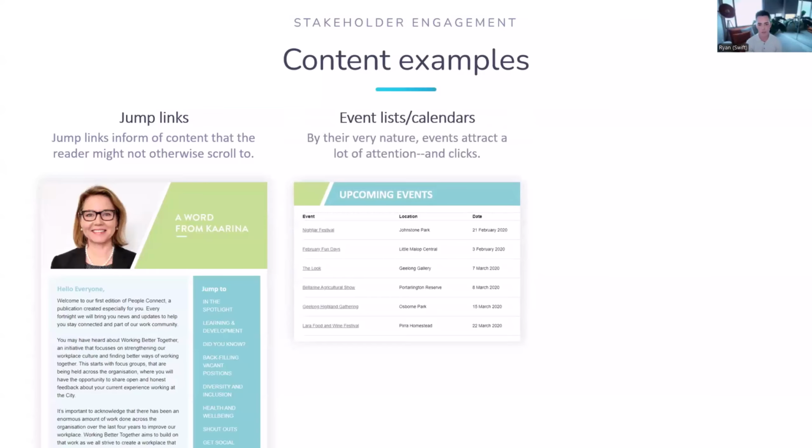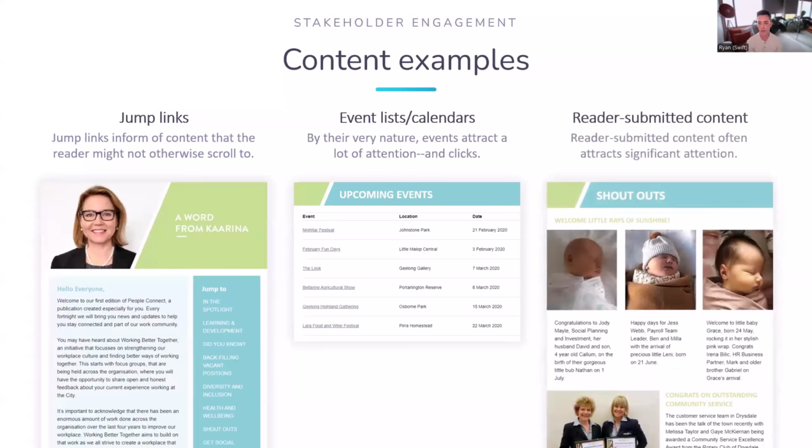Next would be to include event lists or calendars in your newsletter or email. In Swift, you can use the platform to run events. You can create events and manage registrations. And if you are doing that, then you can include these calendars within your communications as well. That will automatically display your upcoming events, and it includes a link for people to click through and book in directly to attend that event.